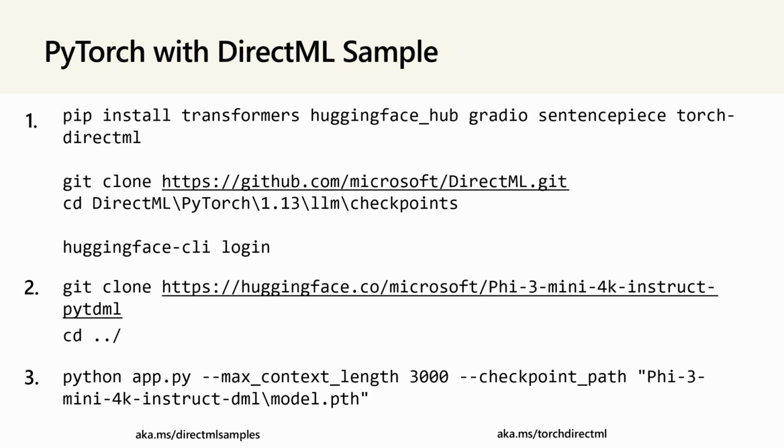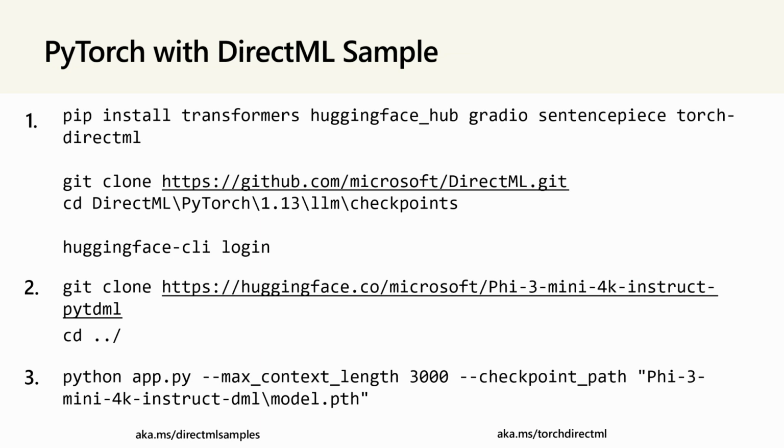You can run this sample in your existing Python environment after installing the latest Torch DirectML build using pip install or downloading from PyPI at aka.ms/torchdirectml. Once you've done this, you can run any of the PyTorch samples found at aka.ms/directmlsamples. First, you'll need to pip install and log into Hugging Face through the CLI.